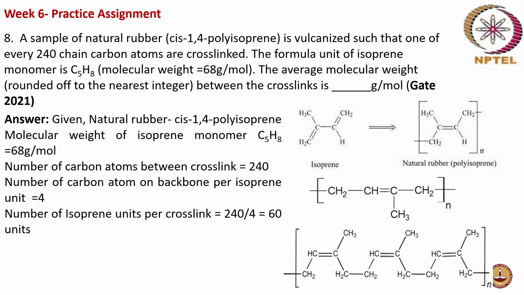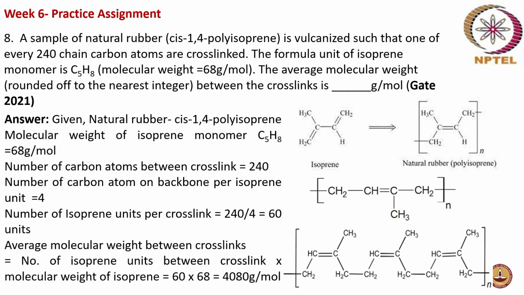Yes, you're right. So you have the number of isoprene units per crosslink, which is 60, and we know the monomer molecular weight, which is 68. Just multiply that, and that will give you the average molecular weight between the crosslinks. So 60 into 68 is nothing but 4080 gram per mole. Okay.